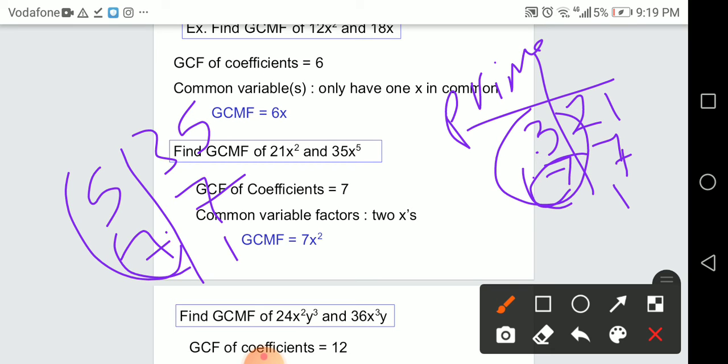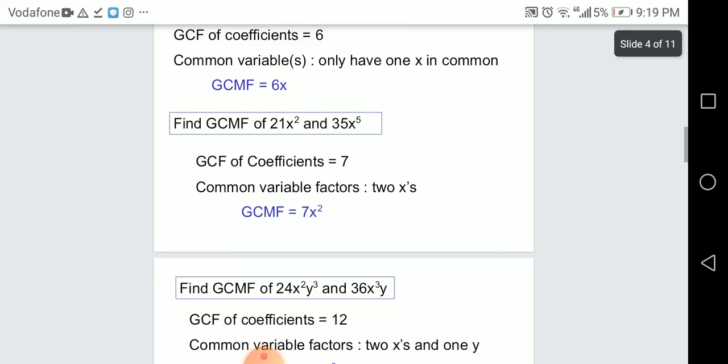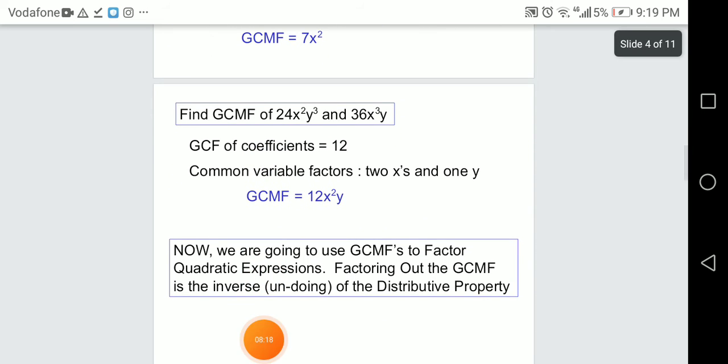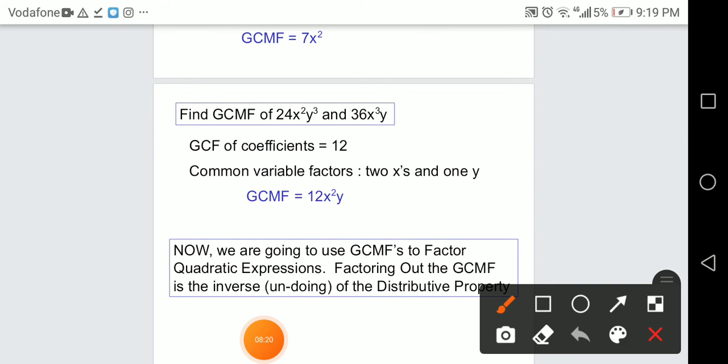So I will write 7. I have x to the power 2 and x to the power 5. Take the least one here, x to the power 2. Right? So my answer will be 7x to the power 2. I think it's easy now. Let's do another one, and it's interesting too.